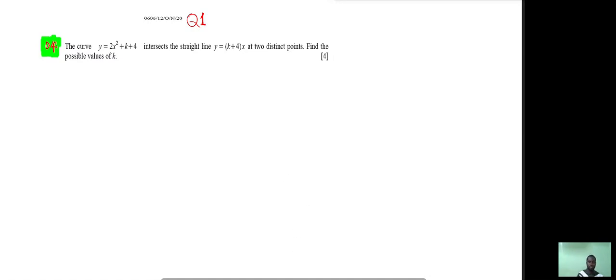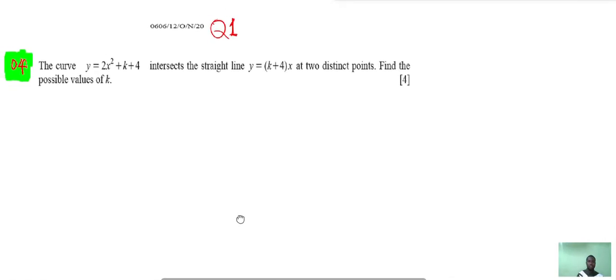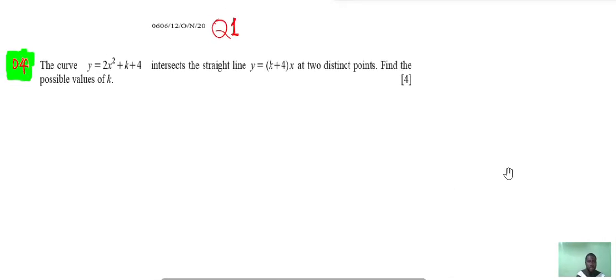Question 4. We have the curve intersecting the straight line at 2 distinct points. So let me identify my keyword: 2 distinct points. That's obviously b squared greater than 4ac that I will use to solve. If you have 2 distinct points, then obviously we have 2 values of y given. That's another thing we need to check.